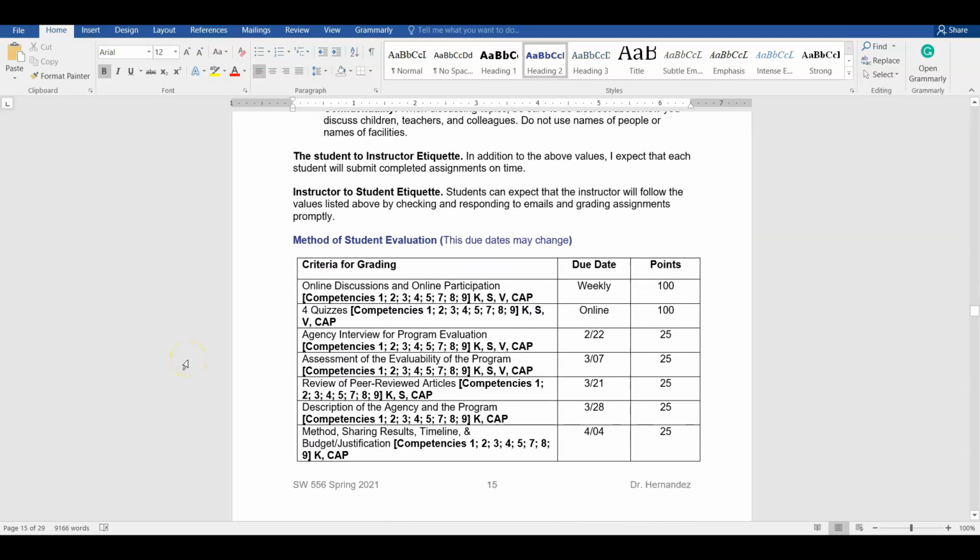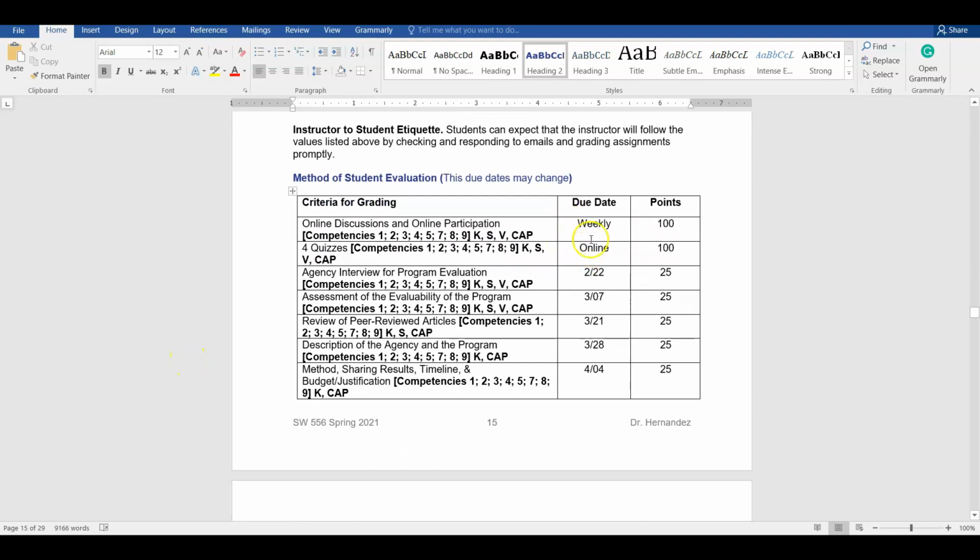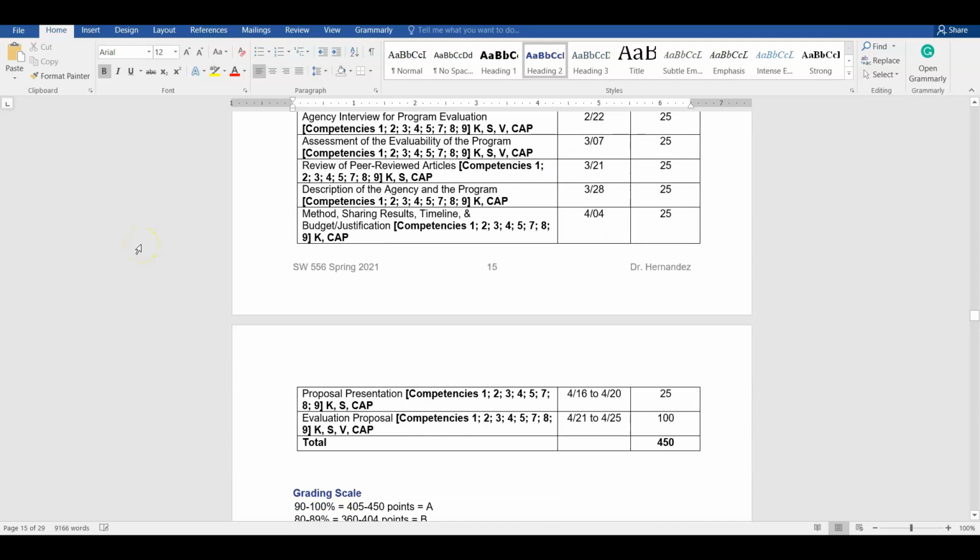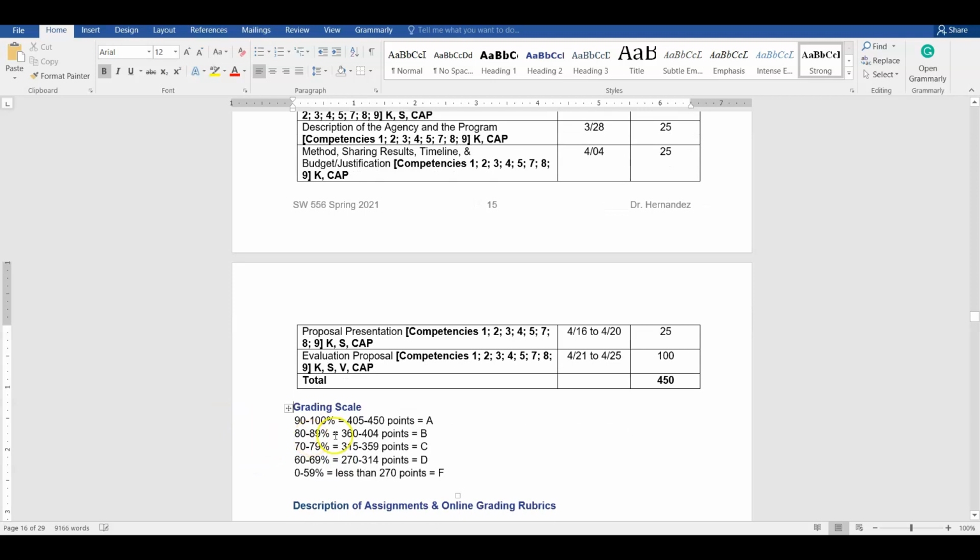Hopefully I did copy the right dates from the above table, but you get an idea of what everything this course takes. And here's the grade scale.